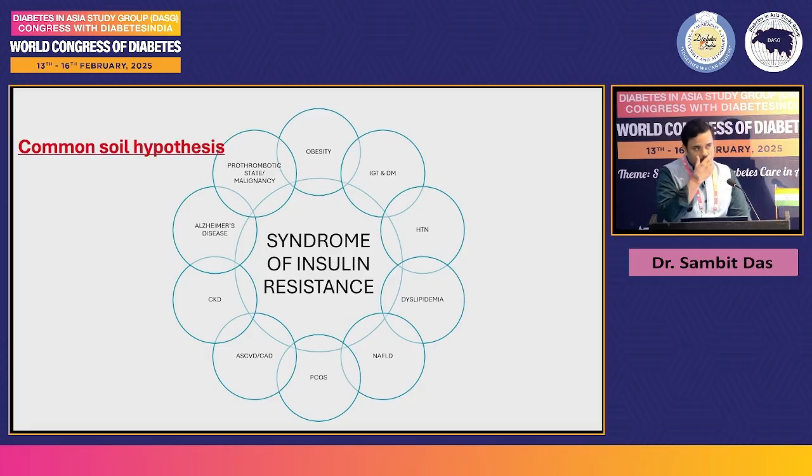And there is a common soil hypothesis: insulin sensitivity is dependent on many factors, and it is also associated with many other comorbidities, and we call this the common soil hypothesis.